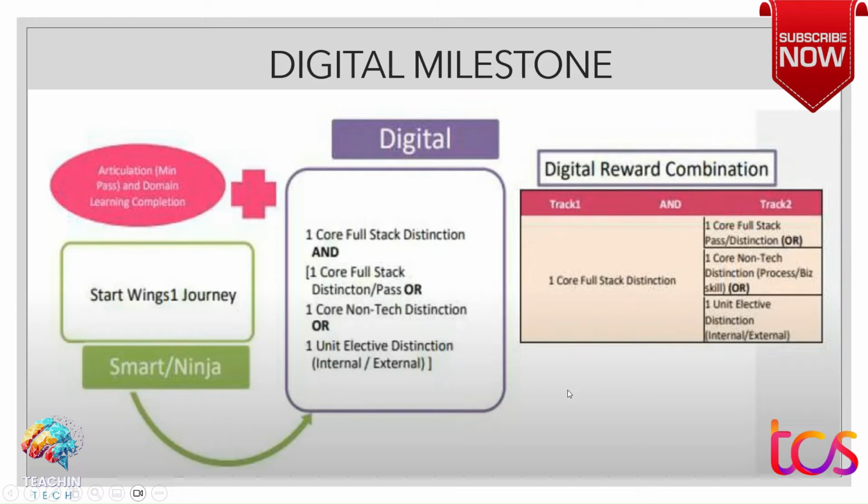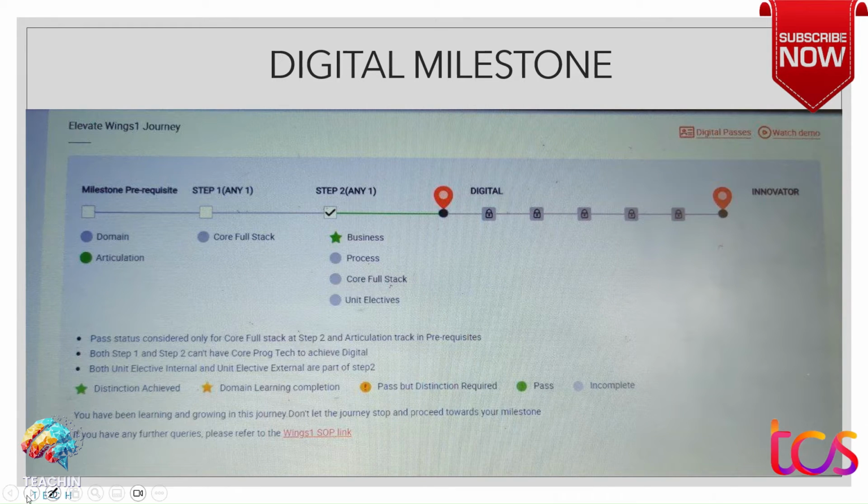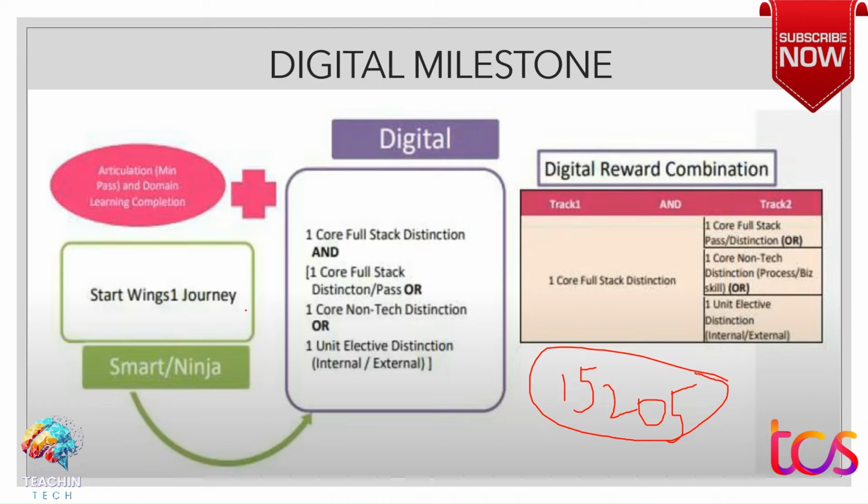If you ask where to do these courses, go to course ID 15205, where you can find all the courses you need to do. So this is the whole mapping. Let me take you to the next slide, where I'll show you what is going on. This is the milestone prerequisite, as I said in the earlier slide.